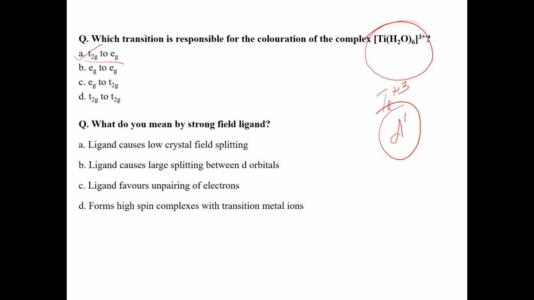What do you mean by strong field ligand? Where delta naught is greater than P. Ligand causes low crystal field splitting, no. Large splitting, yes. Favors unpairing of electrons, no. It favors pairing of electrons. Forms high spin, no. Low spin complexes. So this will be the right answer.